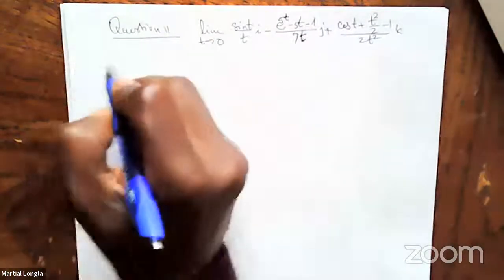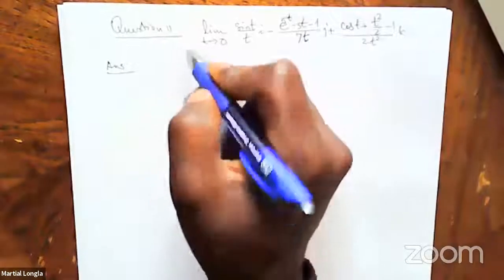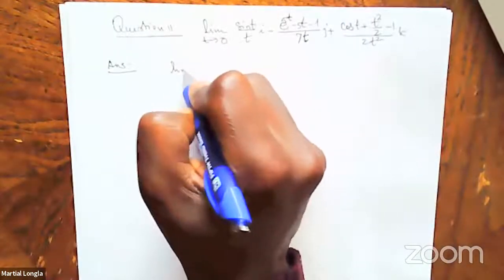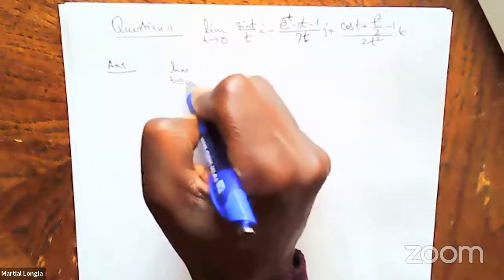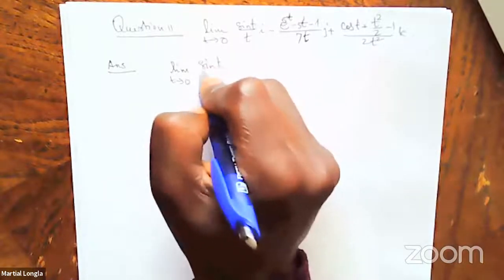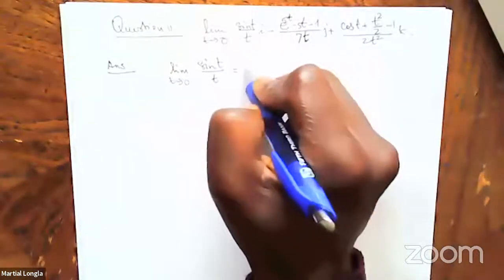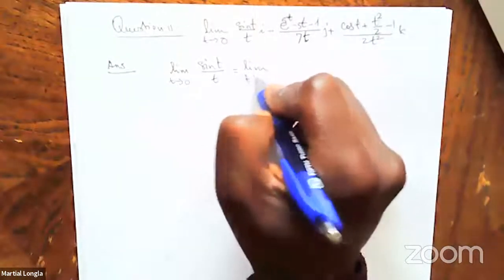And the answer is, compute each of these things separately. You can use any of the methods that we have used in this class. This is Calc 3, you have done series. So this is the limit as t goes to 0.